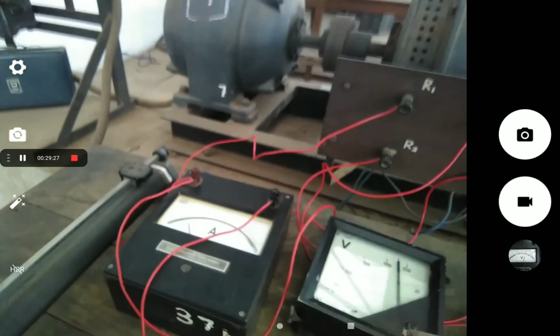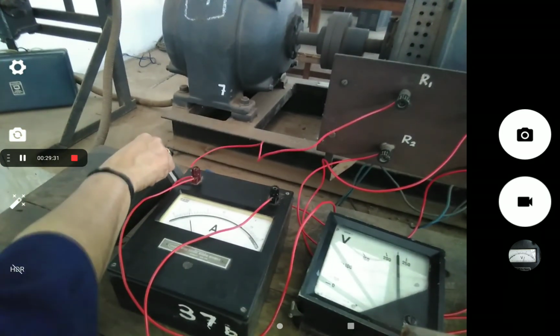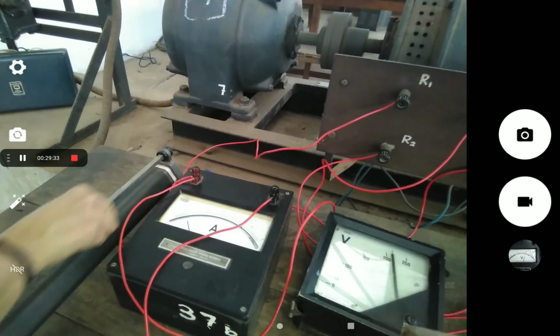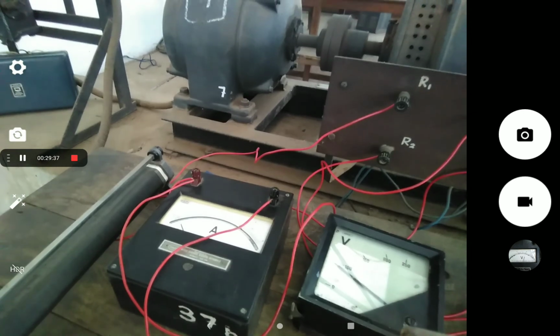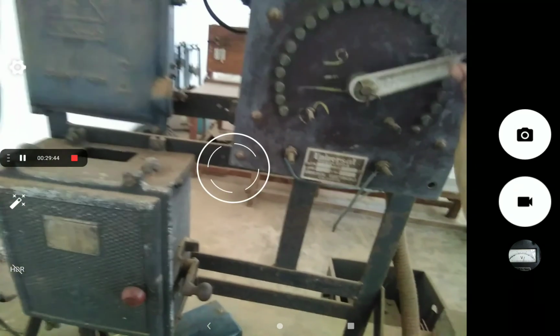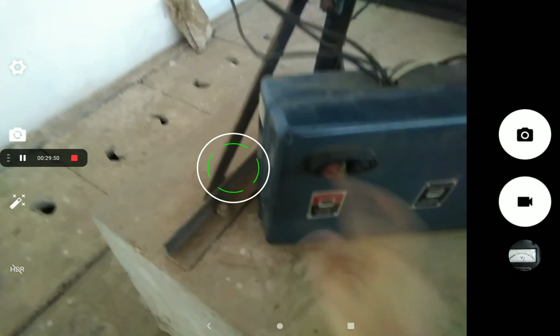So before switching off, just again increase your resistance. That means your voltage is reduced. Then you have changed this to minimum, so make it maximum. Then switch off by using this setting.